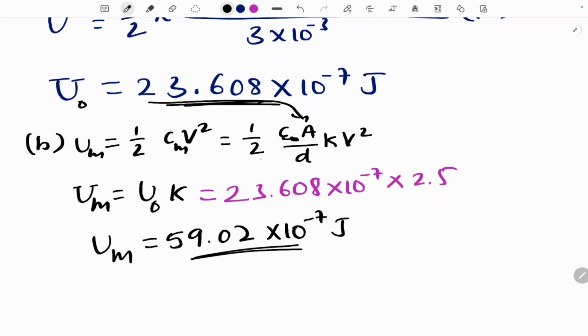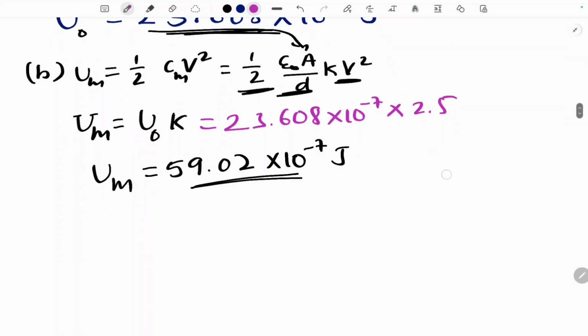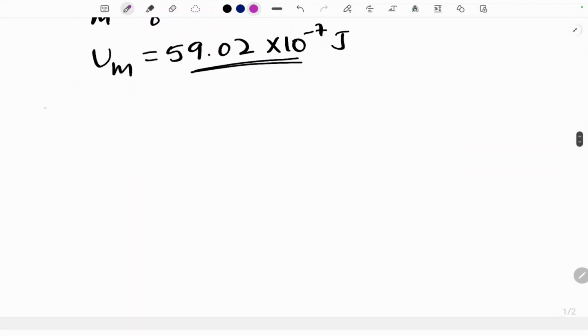So you can substitute the values of epsilon naught A by D and K as well as V and solve. Otherwise we can directly multiply it by K, so that you will get this. Now in the absence of the medium, the energy stored was this much. In the presence of the medium, the energy stored is this much. Now what is the change in this particular energy? That is the third case that we need to calculate.